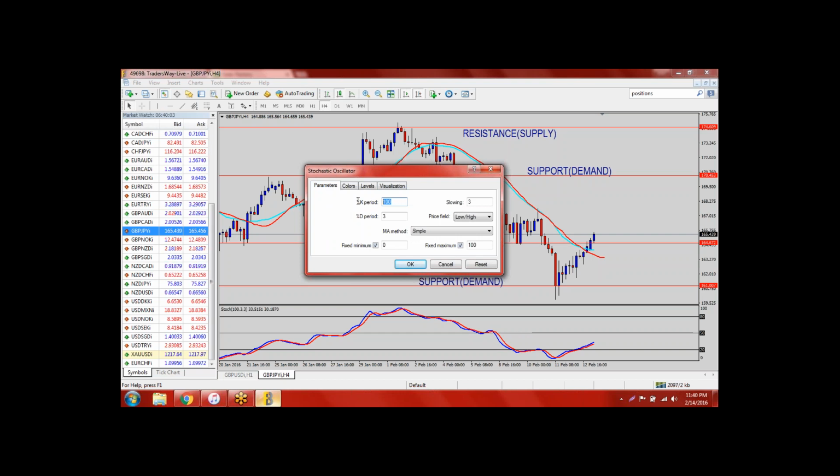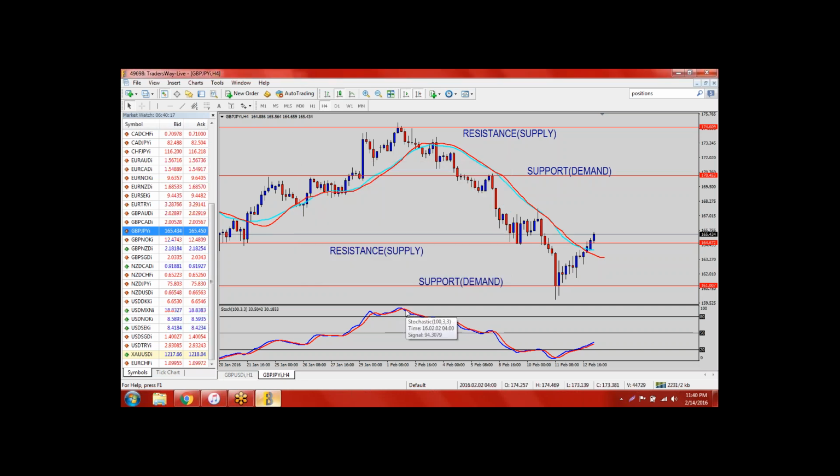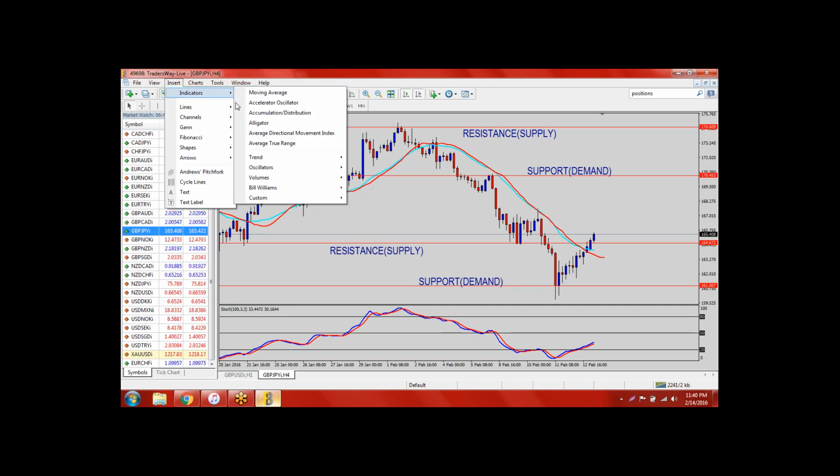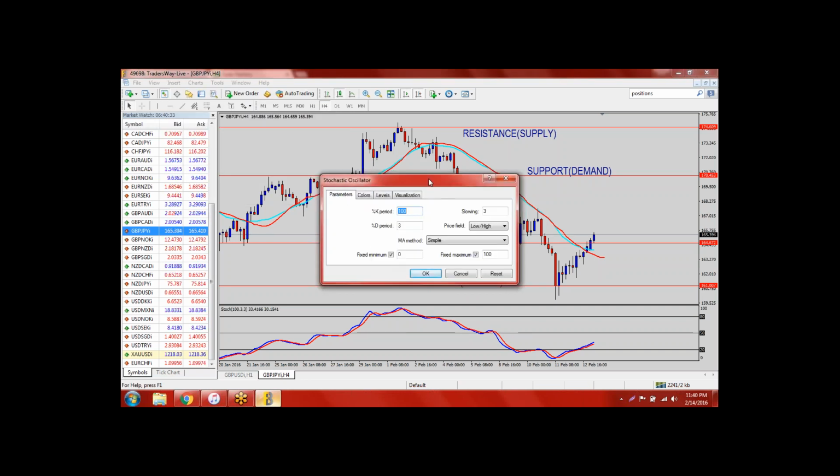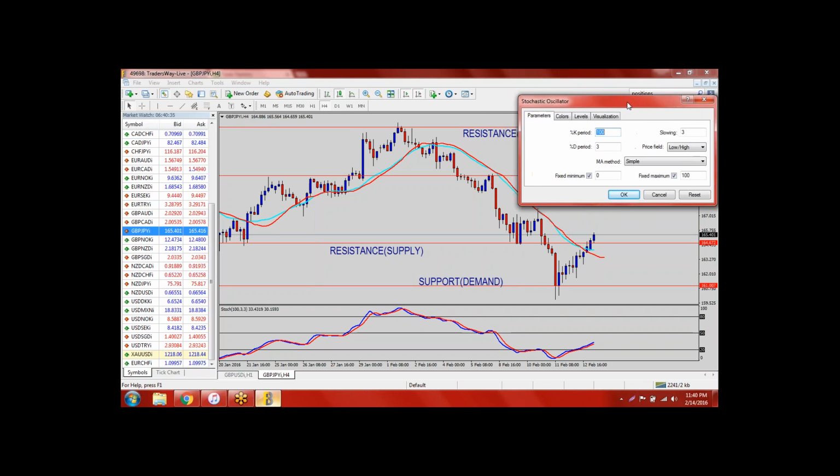Parameters: K percent period is 100, D percent period is 3. Once you have those settings up, you're going to click OK, and this is literally what you should have. Now with the stochastic oscillator, I actually stopped using it, but I'm getting back into it. Sorry about that, I closed that too quick. Here we go, there's the parameters. I'll leave this up while I talk about this.